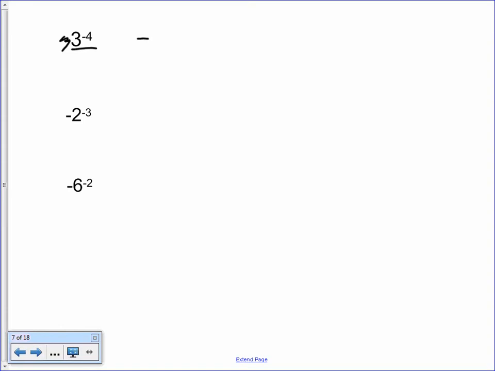Again, pretend you're on top of a fraction and move it to the bottom. So we have a 3 to the positive 4th on the bottom, with the 1 on top. And 3 to the 4th will give me 81. So negative 1 over 81.